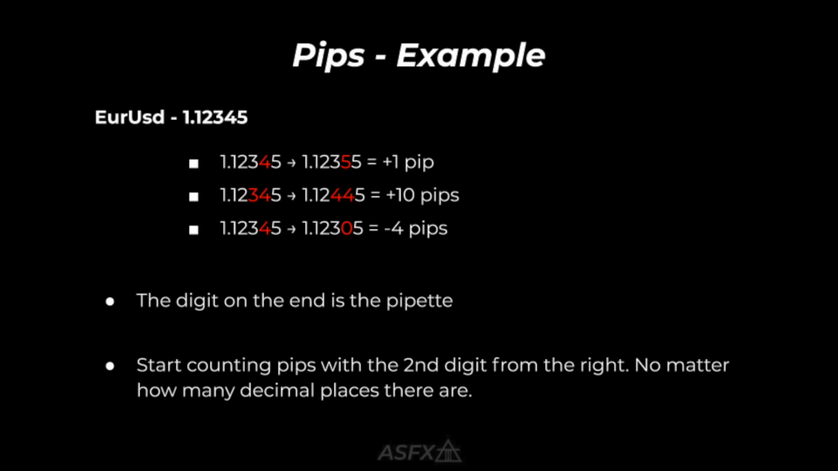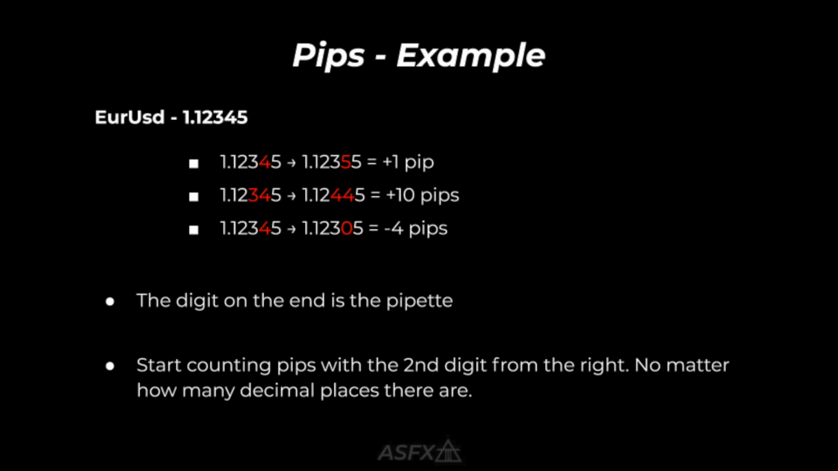So the digit on the end, you're probably wondering what that is. That's your pipette. That's a fraction of the overall pip. So I don't count pipettes because truthfully, even if you're trading big size, they don't mean as much as a full pip. They're not worth as much. So what I try to teach everybody to focus on is that second to last digit there. That is the most important digit that we want to be focused on.